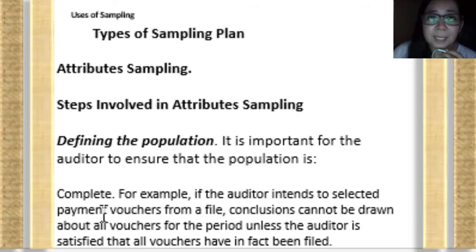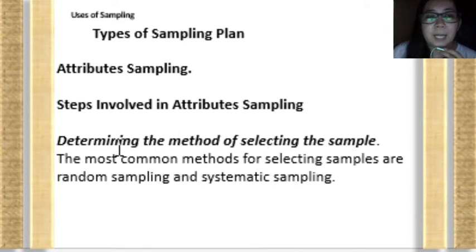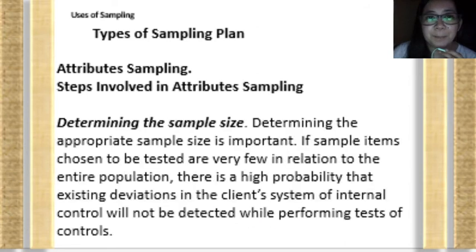For completeness assertion, for example, if the auditor intends to select payment vouchers from a file, conclusions cannot be drawn about all vouchers for the period unless the auditor is satisfied that all vouchers have in fact been filed. So this is how to ensure that the population is properly defined. Okay, the next step is determining the method for selecting the sample. The most common are random sampling and systematic sampling.